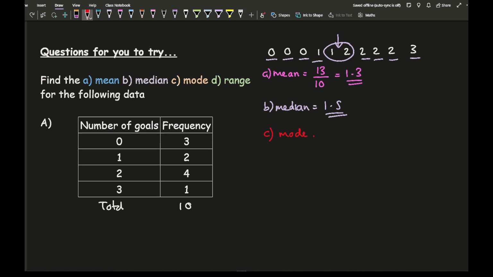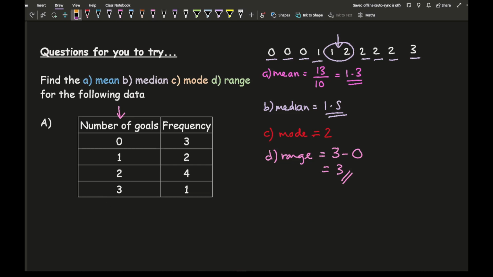And as you can see from the table or from the list, the mode is going to be 2. Then for the range, now remember, the range is the range of numbers from the first column. So the largest number is 3, the smallest number is 0, and that gives us an answer of 3.